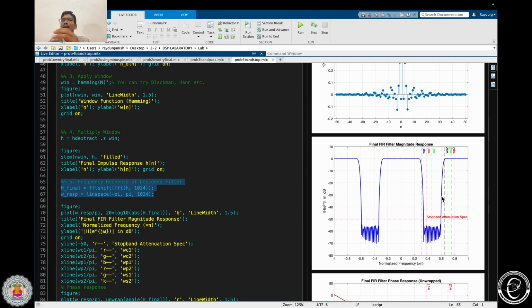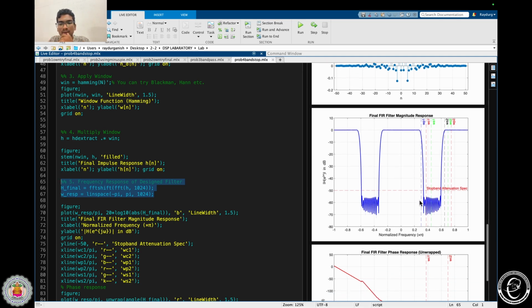So here you can see exactly at omega C1 there is some attenuation, and exactly at omega C2 you can see there is not that much attenuation. So by reducing or increasing the transition width, you can adjust these values so that it will reach the ideal response.